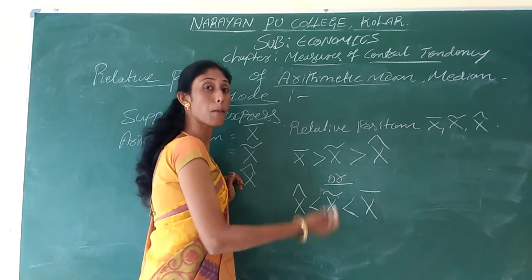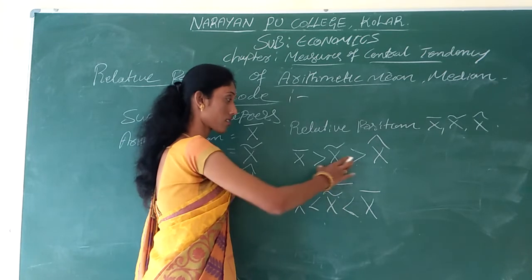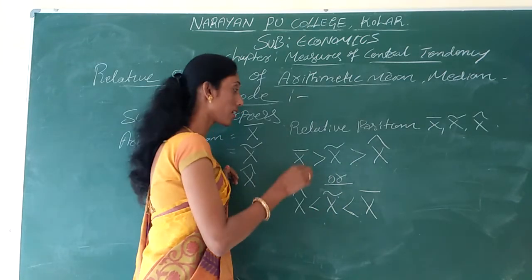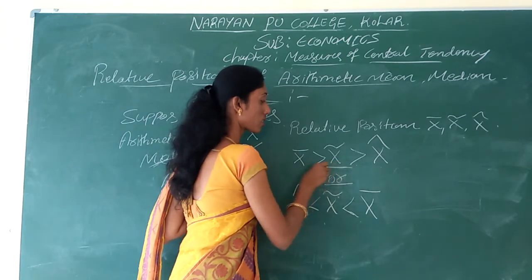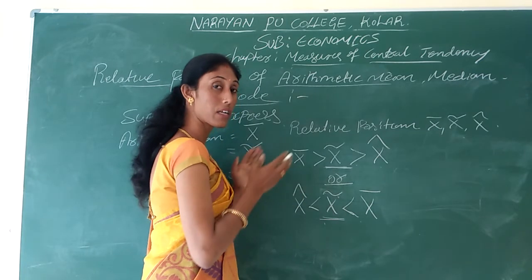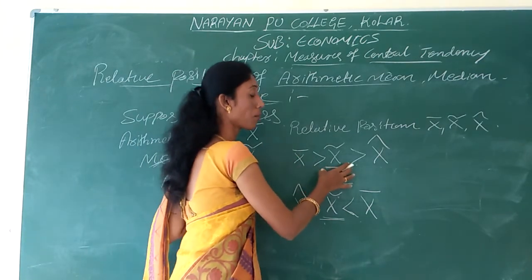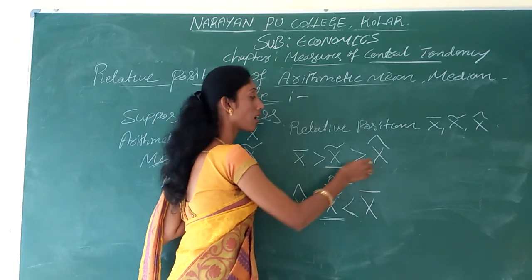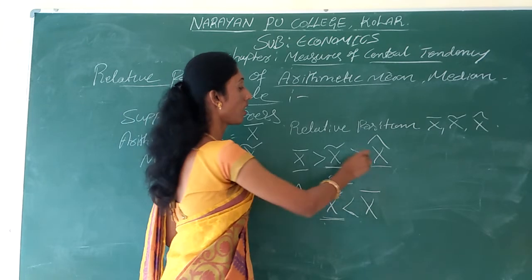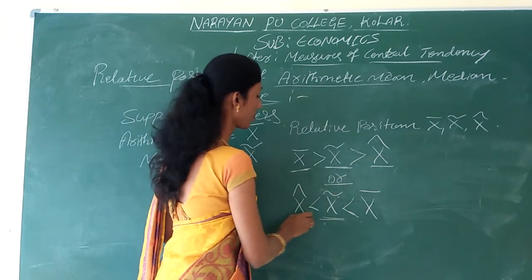Here you need to observe one thing in this relationship, the relative position of these three. Always the median will be in between the mean and mode. The position of the median will always be between the arithmetic mean and mode. Got it?